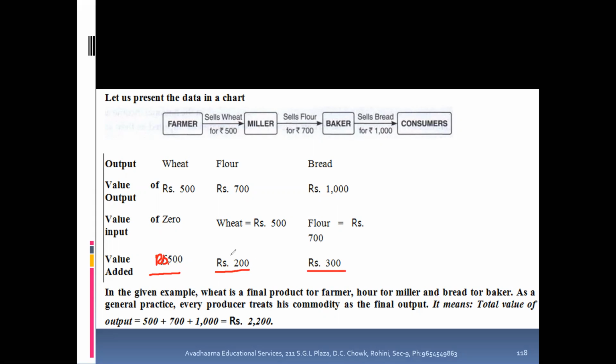Now, for calculating the national income, we calculate the total value added: 500 plus 200, 700, plus 300, which is equal to rupees 1000. This is equal to rupees 1000. And you can see that this is the ultimate, the final value of the good, which is sold to the consumer.